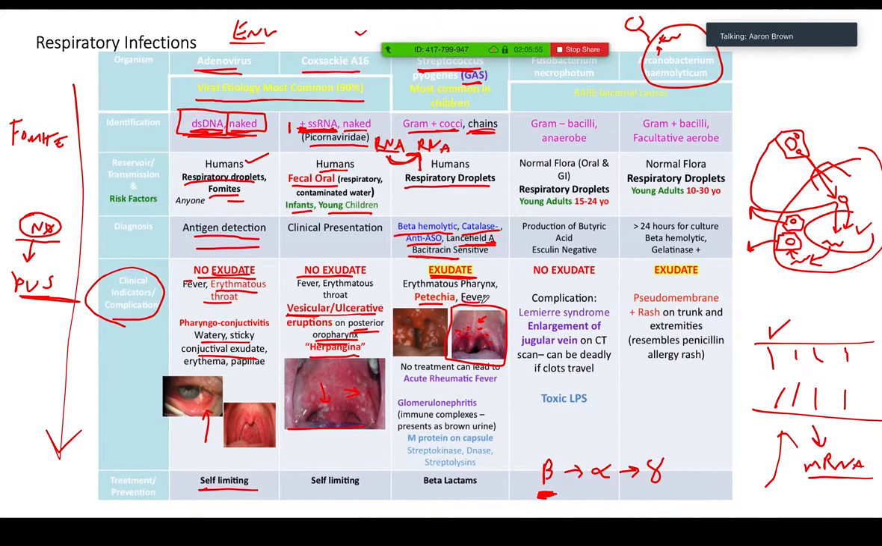High fever is important. No treatment can lead to acute rheumatic fever. Okay? And so how do we treat? We're going to give beta-lactams, anything, think in the penicillin line of antibiotics. One of those is going to be your answer choice. Long-term after the infection, we can present with post-streptococcal glomerulonephritis, immune complexes presenting as brown urine. This is due to the M protein on the capsule of strep pyogenes.